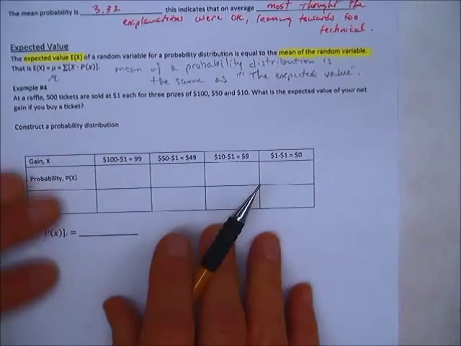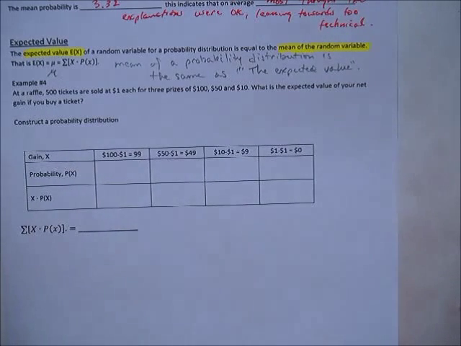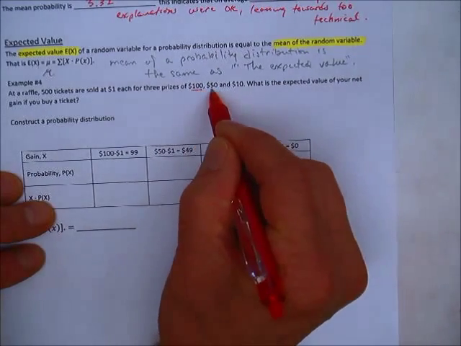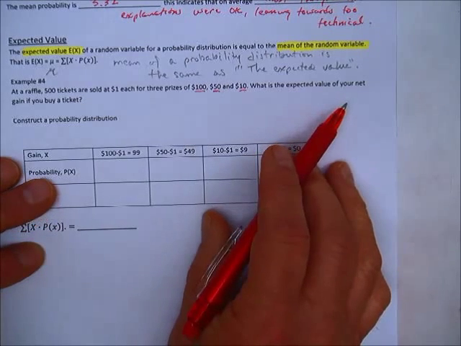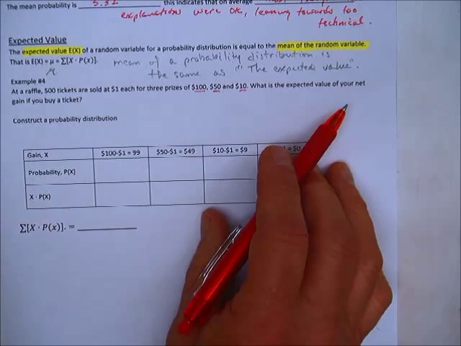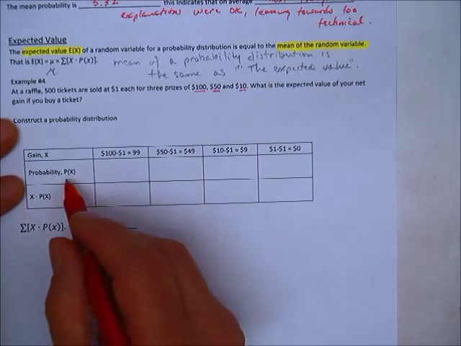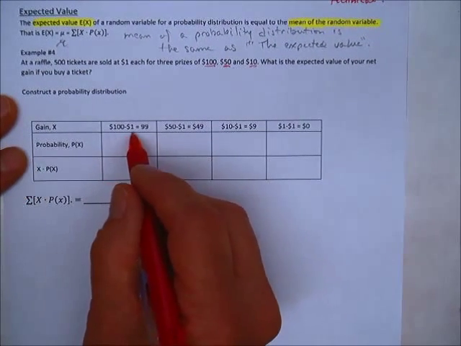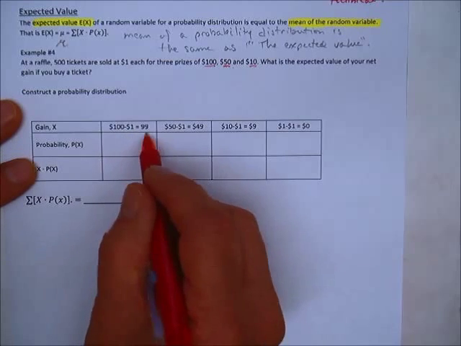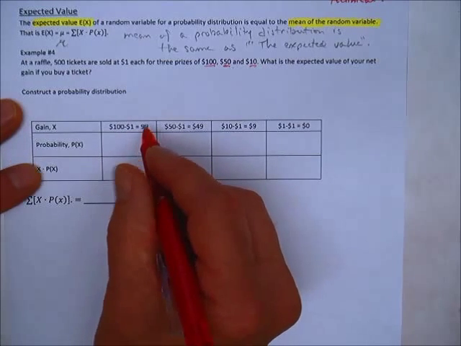So here's a final example. At a raffle, 500 tickets are sold at $1 each for 3 prizes of $100, $50, and $10. What's the expected value of your net gain if you buy a ticket? Well, we can figure out the probabilities for each one of these. So for instance, if you spend $1 and you win $100, then you've made $99.